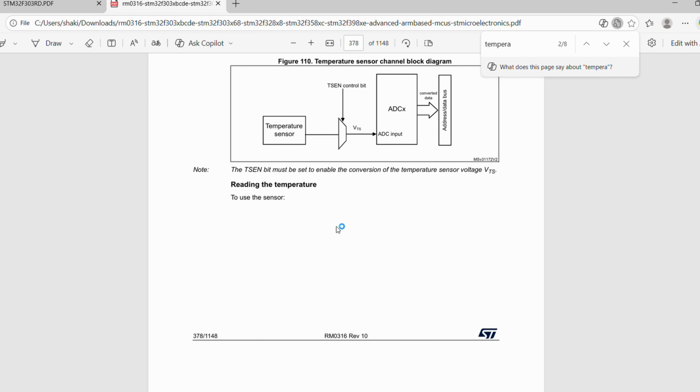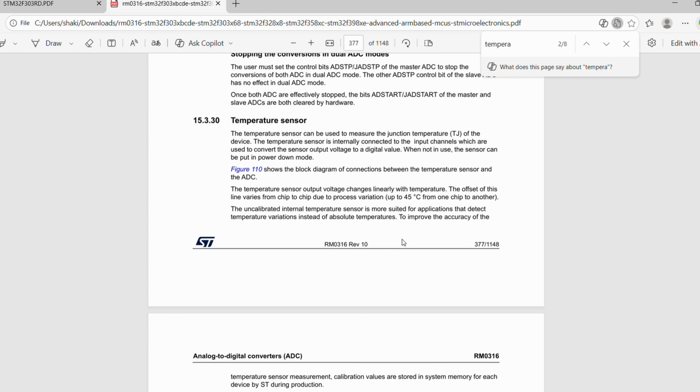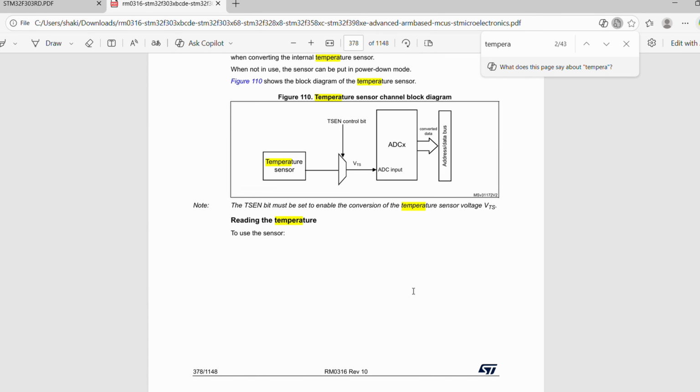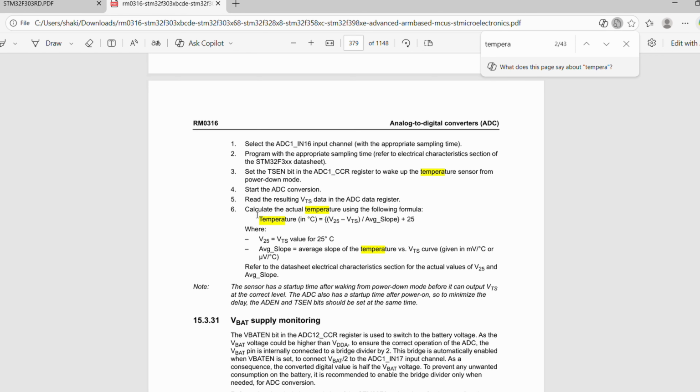This is the block diagram and all the temperature sensor information. Its supported temperature range is between -40 and 125 Celsius, with a precision of 2 degrees. The temperature sensor goes to the control bit, then we have the ADC input, which converts the data to the address bus. To use the sensor, they have a formula, which is the one I'm interested in.